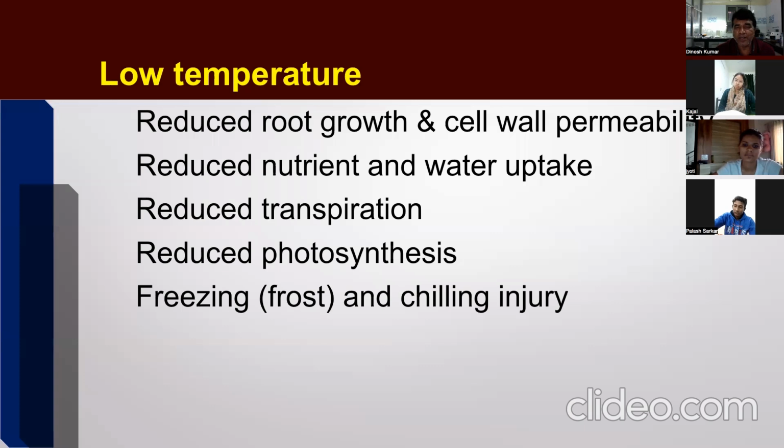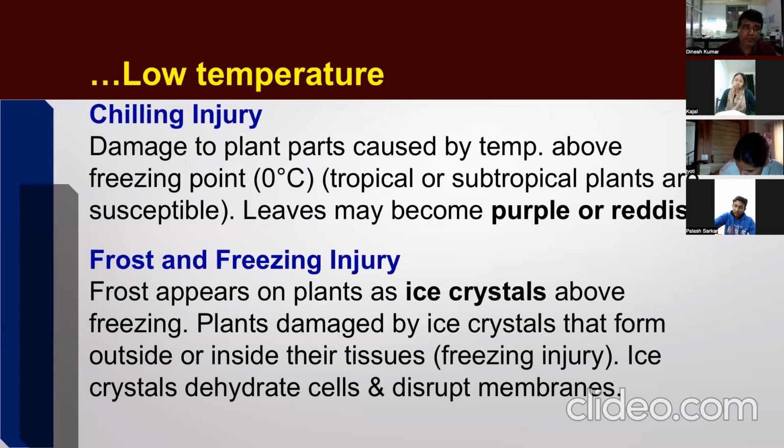So you need to understand the difference between chilling injury and freezing injury. Now, chilling injury means damage to the plant parts caused by temperature above freezing point. It happens in tropical or subtropical plants which are susceptible to chilling injury. Leaves may become purple or reddish. This is the symptom of chilling injury. It happens to tropical or subtropical plants.